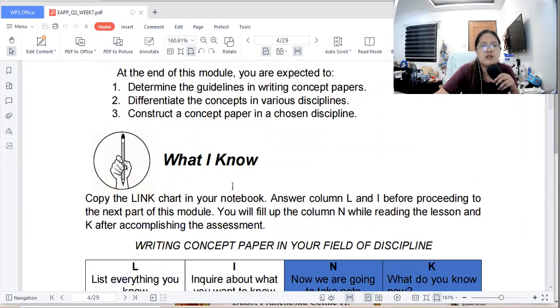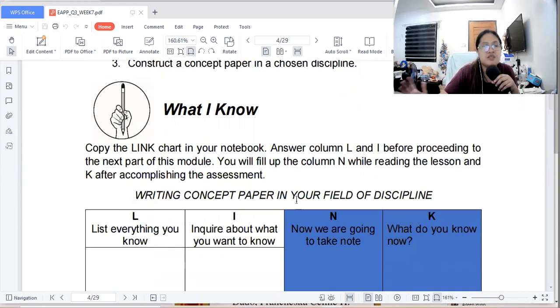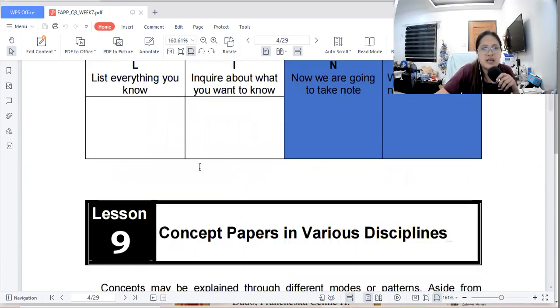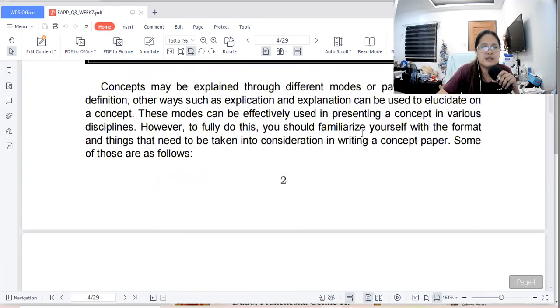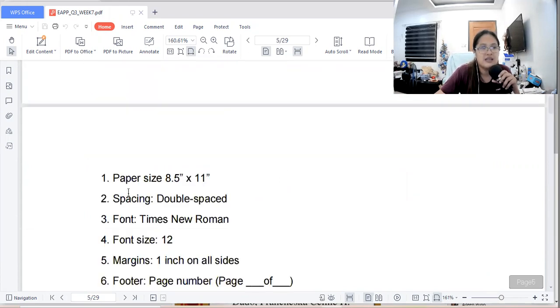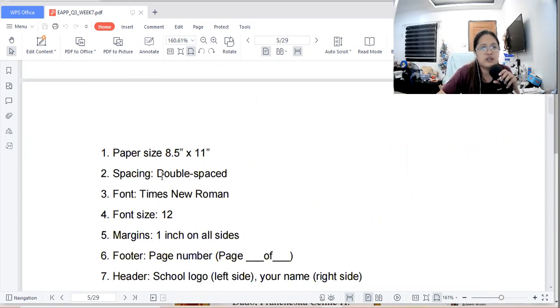So, we already considered studying earlier. We already know the nature. We already could identify the essence of a concept paper. So for today, you would be presented with different modes and patterns on how to explain a concept. Here is the format, the guidelines that you should follow in terms of formatting.